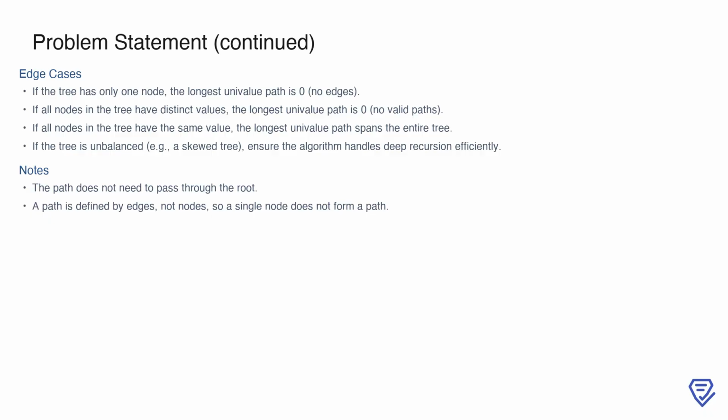If the tree has only one node, then there are no edges, so the longest univalue path is 0. Similarly, if all the nodes in the tree have distinct values, there are no valid univalue paths, and the output is also 0. On the other hand, if all nodes in the tree share the same value, the longest univalue path spans the entire tree. Lastly, for unbalanced trees, like skewed trees, the algorithm must handle deep recursion efficiently to avoid stack overflow errors. Remember, the path does not need to pass through the root, and it is defined by edges, not nodes. This means a single node cannot form a path by itself.